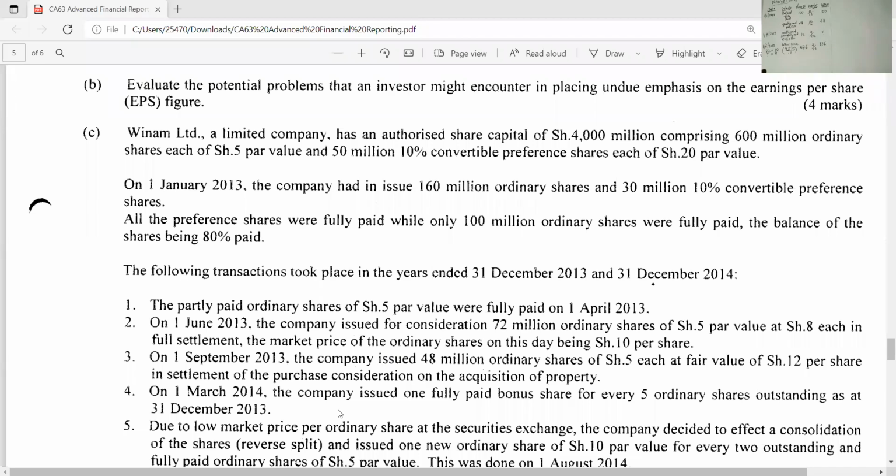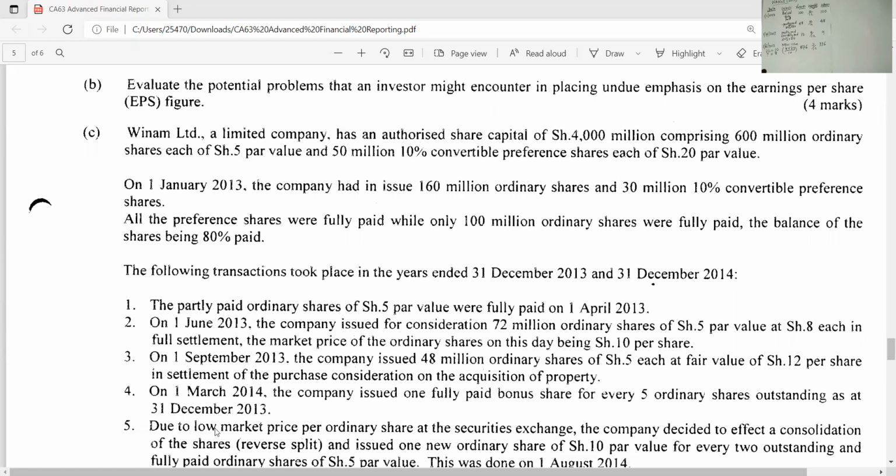Before I make more clarification, maybe if there will be one. So number 4: on 1st September 2013, that is not the 3. On 1st September 2013, the company issued 48 ordinary shares of shillings 5 each at a fair value of shillings 12 per share in settlement of the purchase consideration on the acquisition of property.